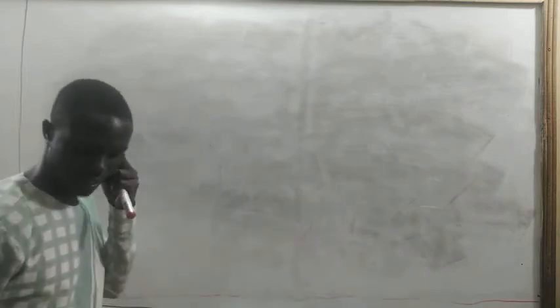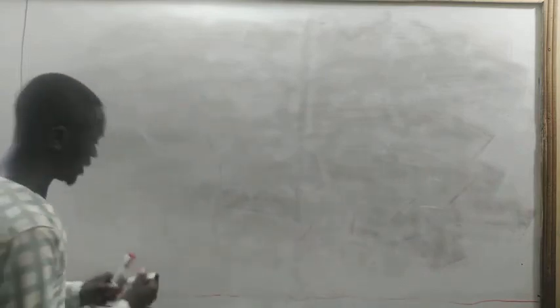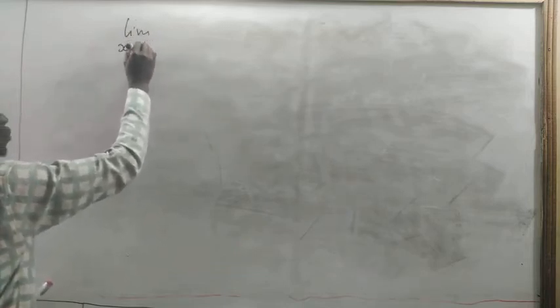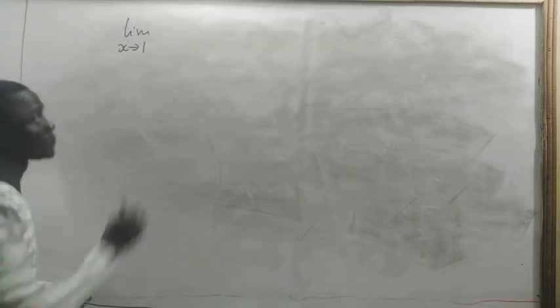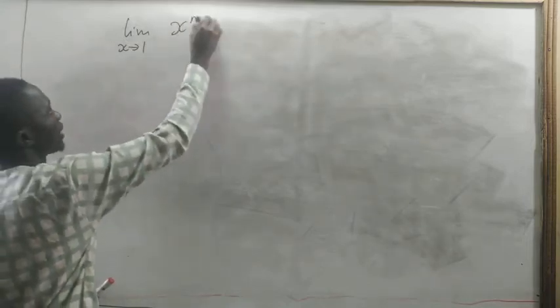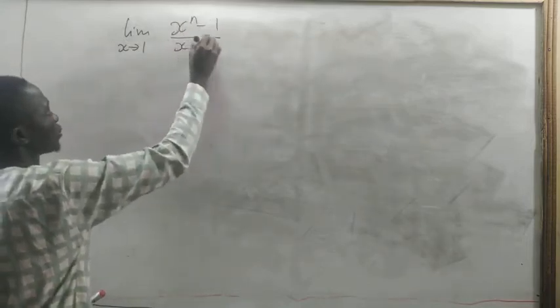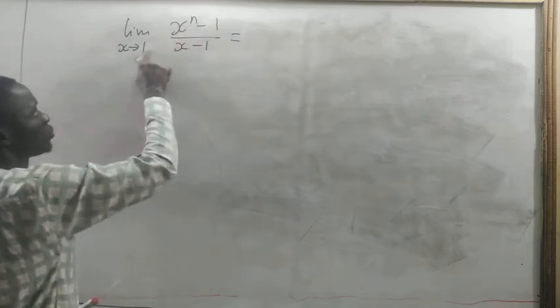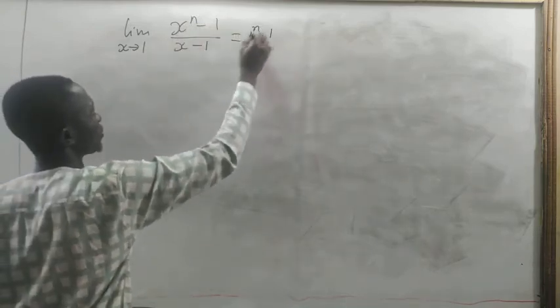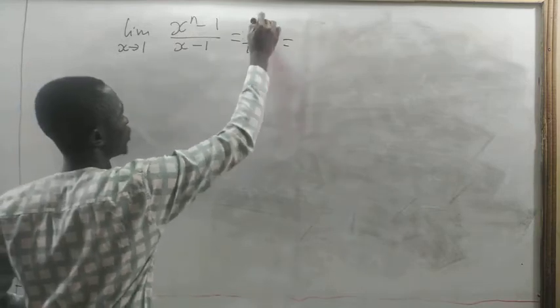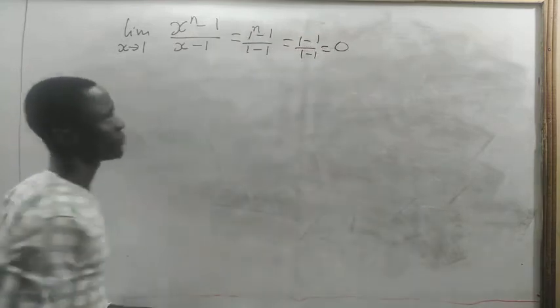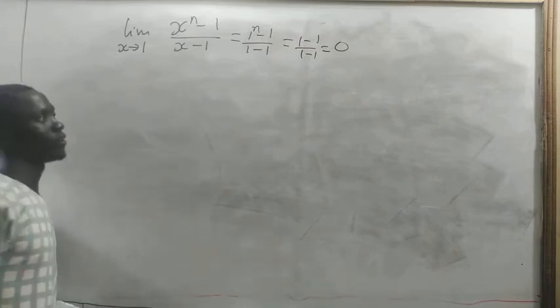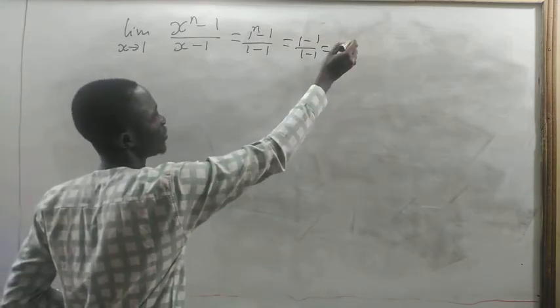Now the next question is this one. We have the limit as x approaches 1 of (x to the power n minus 1) divided by (x minus 1). If we put in 1, we have 1 to the power n minus 1 divided by 1 minus 1. 1 to the power n is 1, so 1 minus 1 divided by 1 minus 1, that is 0.